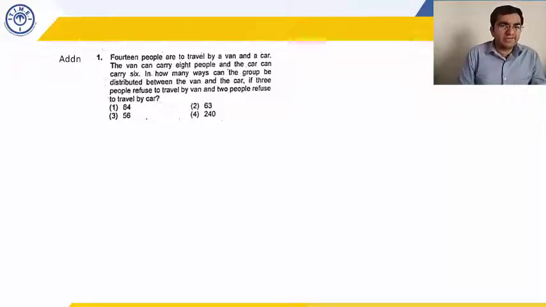14 people are to travel by a van and a car. The van can carry 8 people, car can carry 6. In how many ways can the group be distributed between the van and the car if 3 people refuse to travel by van and 2 people refuse to travel by car? Take 30 seconds.